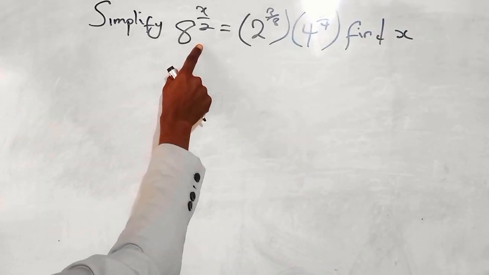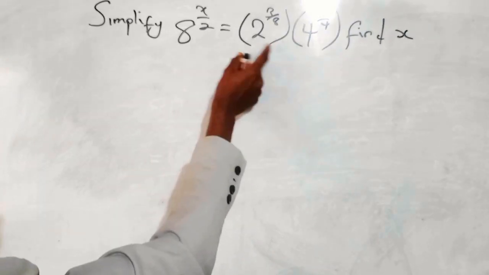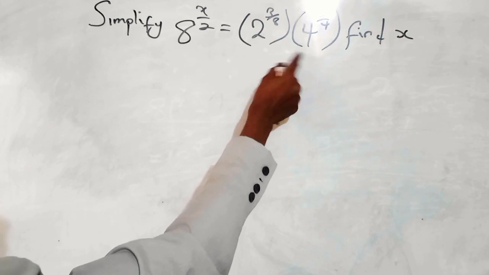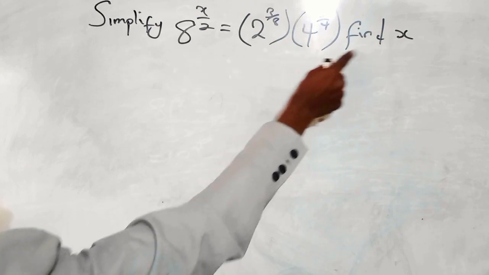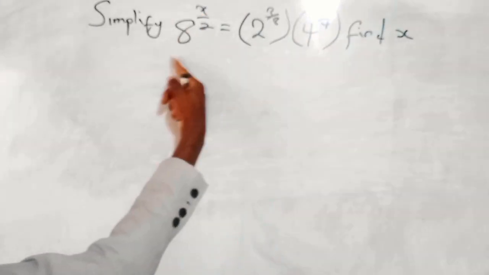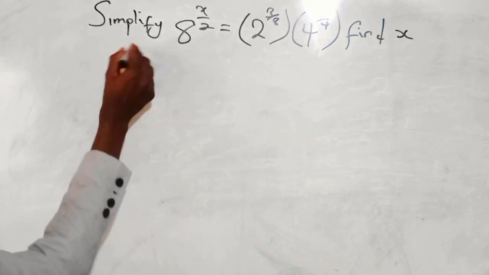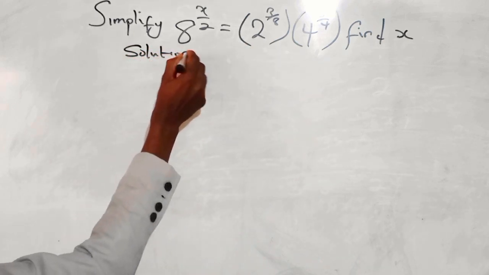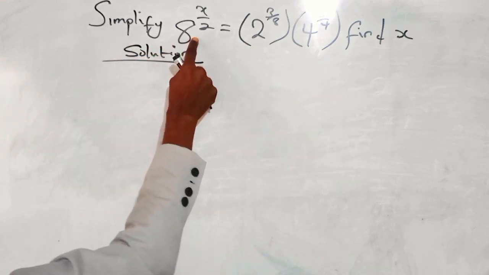8^(x/2) = 2^(3/8) × 4^(3/4). We have to find the value of x in this equation. The solution is very simple. So how do we solve this?